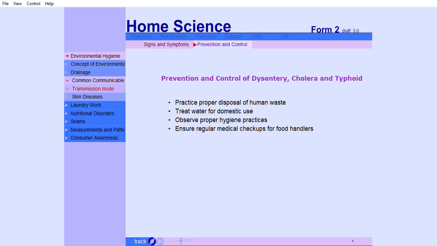This is how you prevent and control dysentery, cholera, and typhoid. Practice proper disposal of human waste. Treat water for domestic use. Observe proper hygiene practices. And ensure regular medical checkups for food handlers.